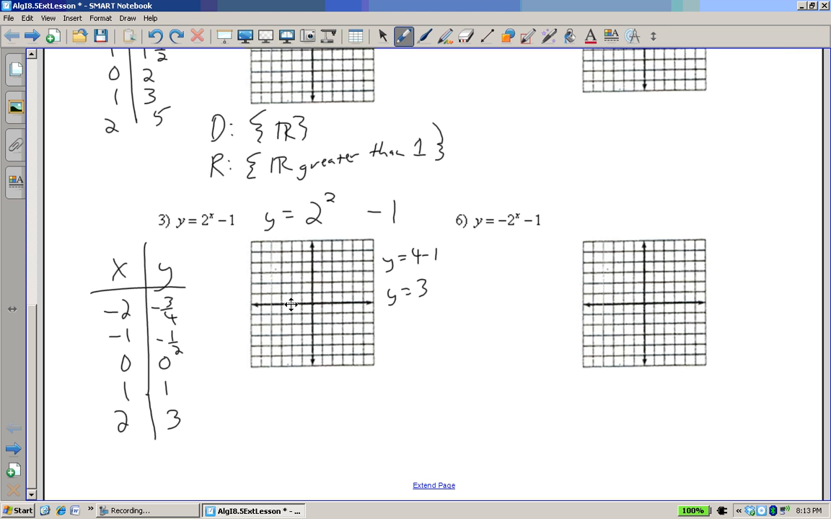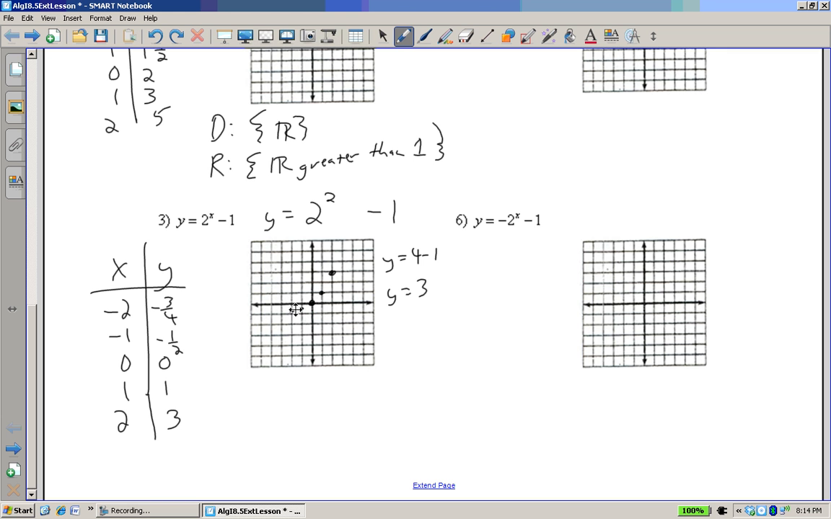-2, -3/4. So if you were to split it into 4 parts, you'd go 3 parts of the way down. Not quite -1, probably be a little bit further down. -1, -1/2. Let me move that down just a little bit. 0, 0, 1, 1, 2, 3, and you can see where it's starting to go exponentially higher.